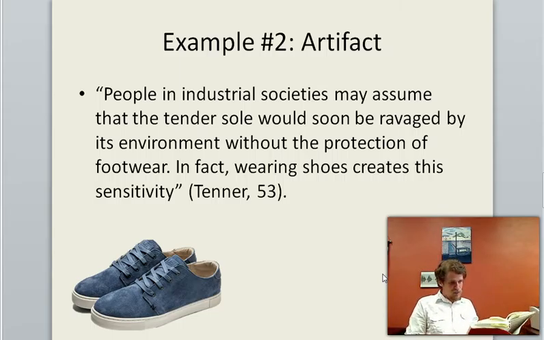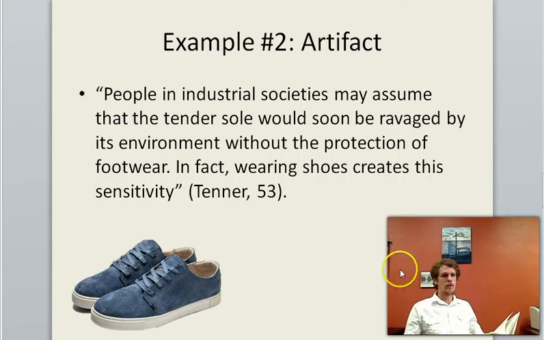It says the following: people in industrial societies may assume that the tender sole, talking about the sole of the foot, would soon be ravaged by its environment without the protection of footwear. In fact, wearing shoes creates this sensitivity. After a week of barefoot living, the foot forms a protective thickened layer that, unlike calluses, does not generally block the pleasurable sensations of contact with the earth. And 1 billion people on earth still go barefoot.